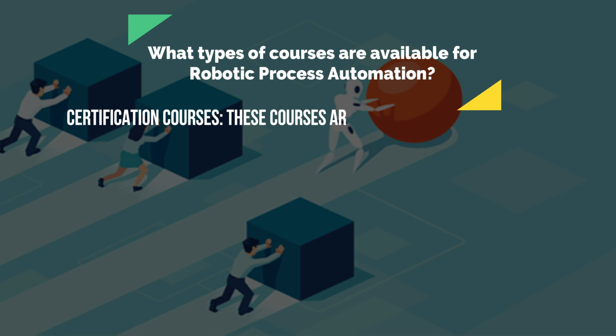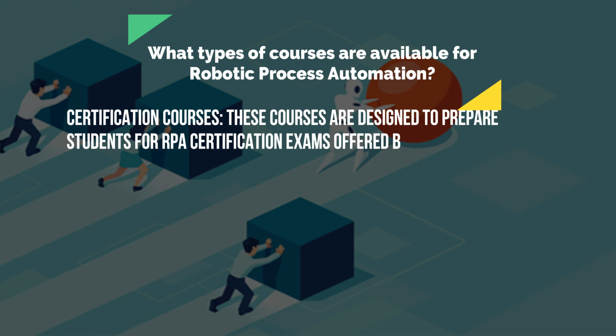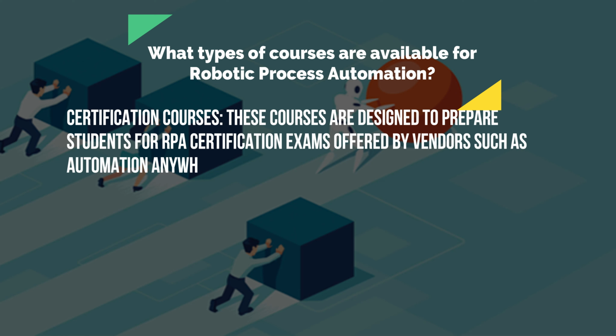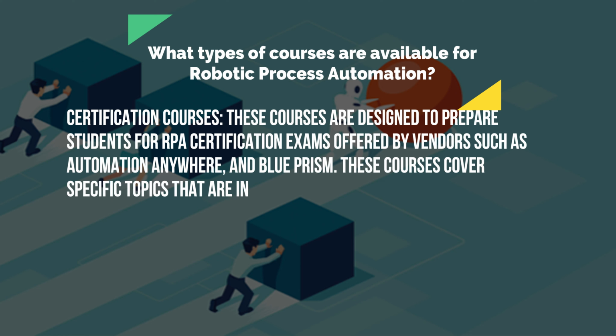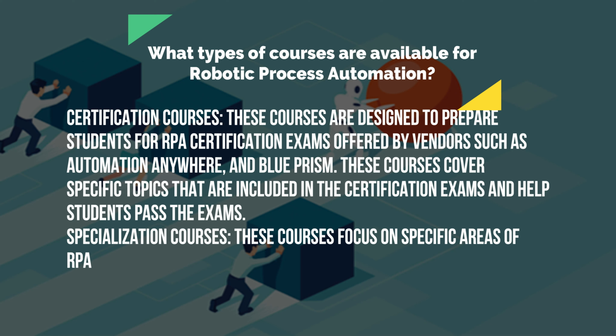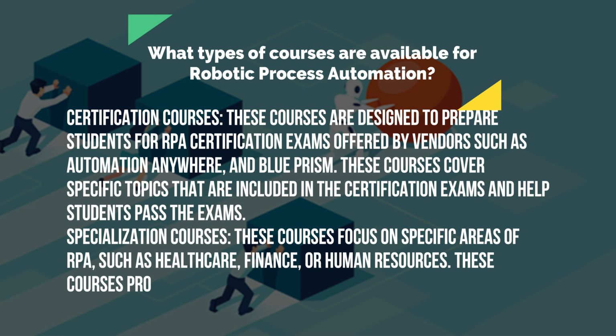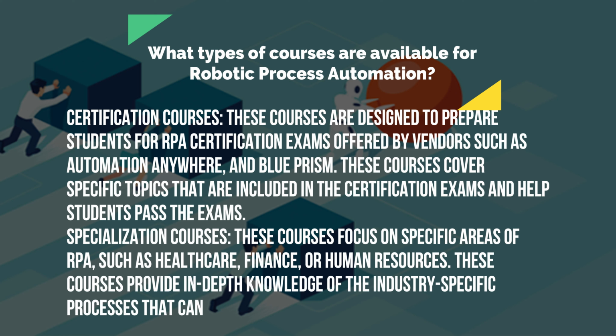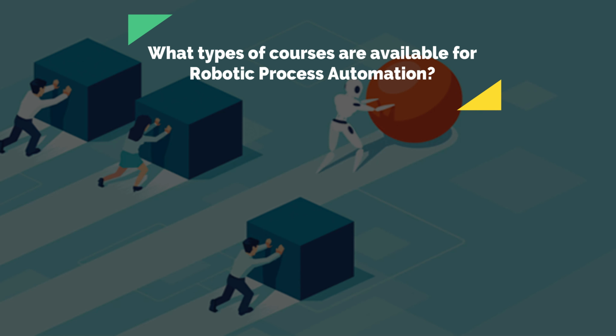Certification courses. These courses are designed to prepare students for RPA certification exams offered by vendors such as Automation Anywhere and Blue Prism. These courses cover specific topics that are included in the certification exams and help students pass the exams. Specialization courses. These courses focus on specific areas of RPA, such as healthcare, finance, or human resources. These courses provide in-depth knowledge of the industry-specific processes that can be automated using RPA.